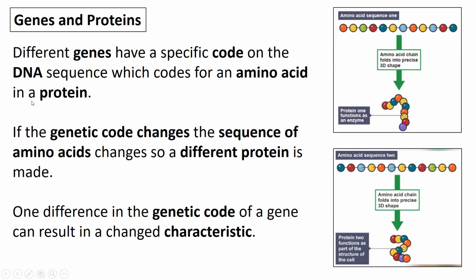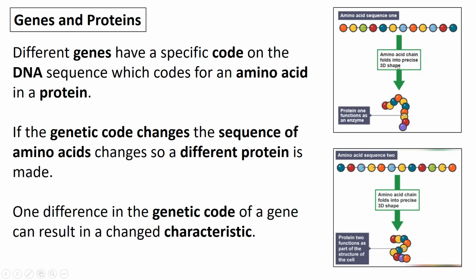This relationship between genes and proteins is really important, and all living things have this relationship because the different genes have a specific code, the genetic code on the DNA sequence, which codes for an amino acid in a protein. So when you have a specific code, it means put this amino acid in this position. So what that gives us is if a genetic code changes, then the sequence of the amino acids changes, so you can make different proteins. And that's what gives us all of our variety and those different characteristics that we possess. One difference in the genetic code of a gene can result in a very different characteristic.